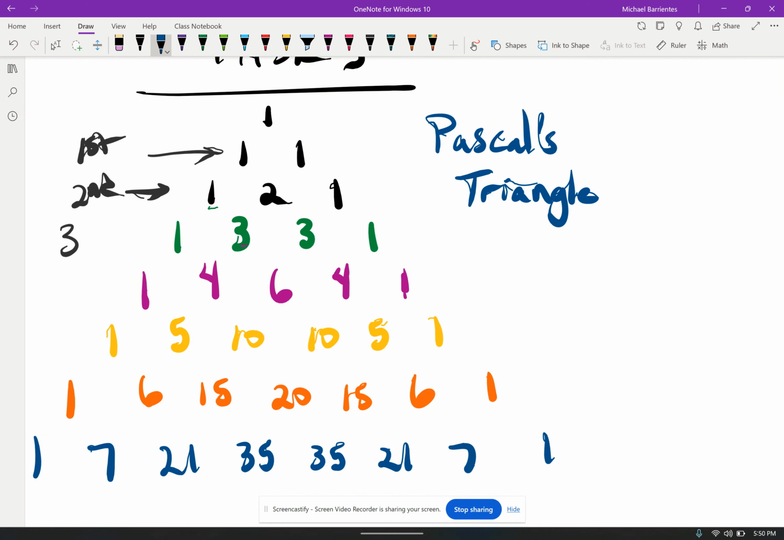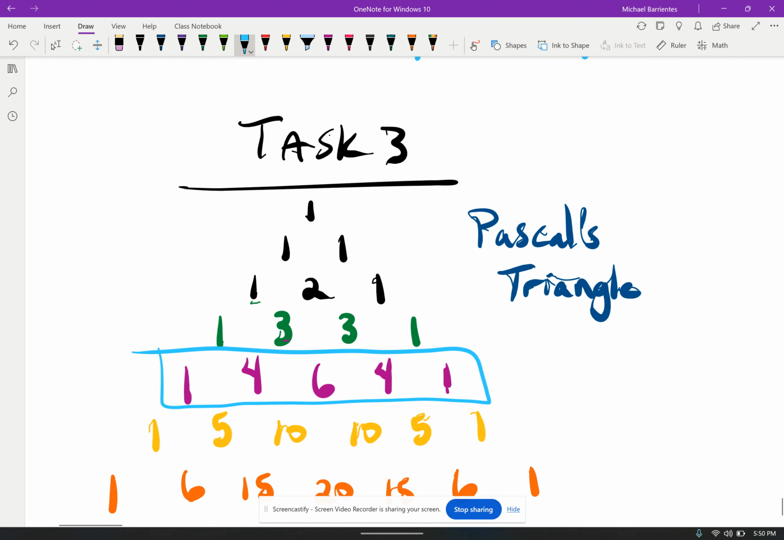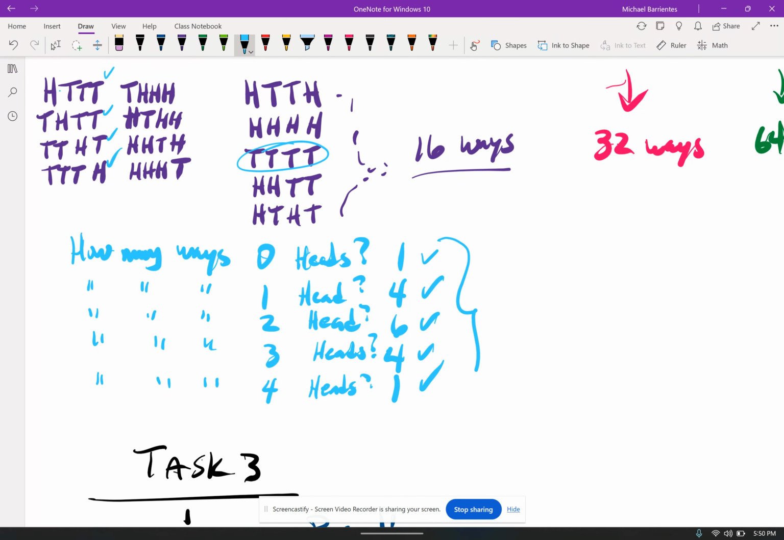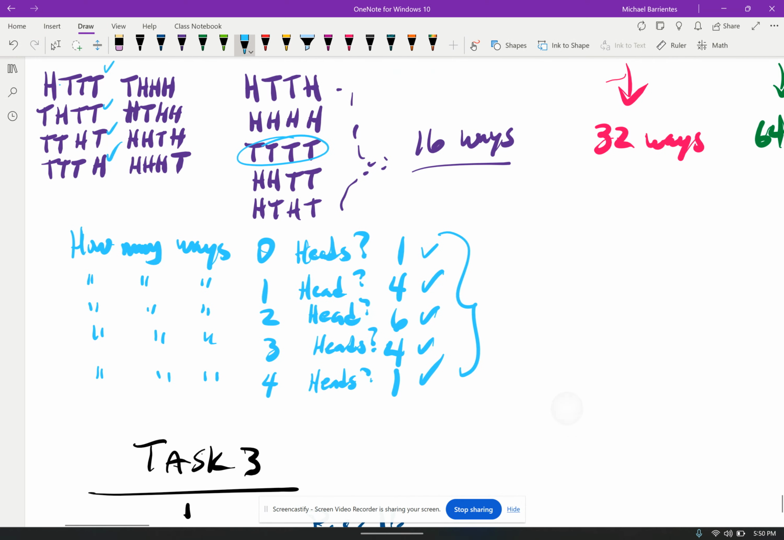What's going to be interesting, and why we're even studying this pattern, is because these numbers represent something. Now, if I box the 4th row, and you know this is the 4th row because the second number is a 4, I've seen those numbers before. If I go back to task number 2, those are the same numbers that folks got when they were counting the different ways heads could appear in a coin flip with 4 coins. It is the same set of numbers, 1, 4, 6, 4, 1.